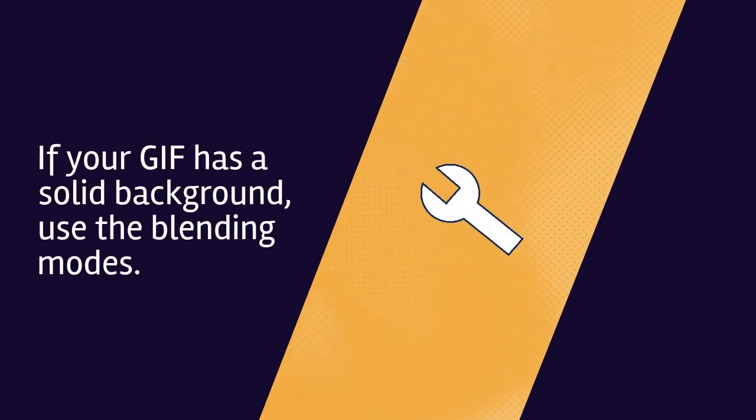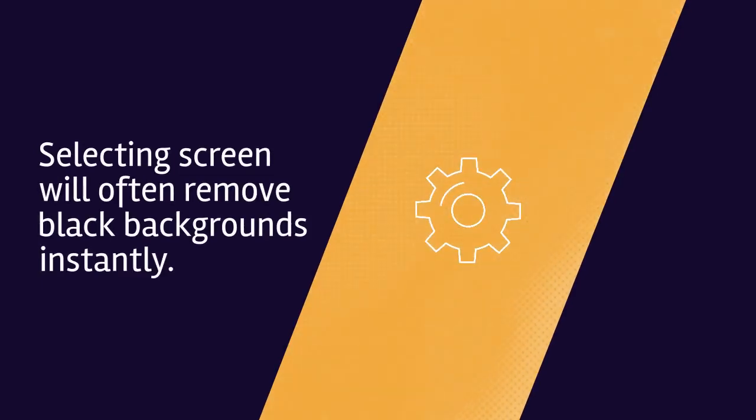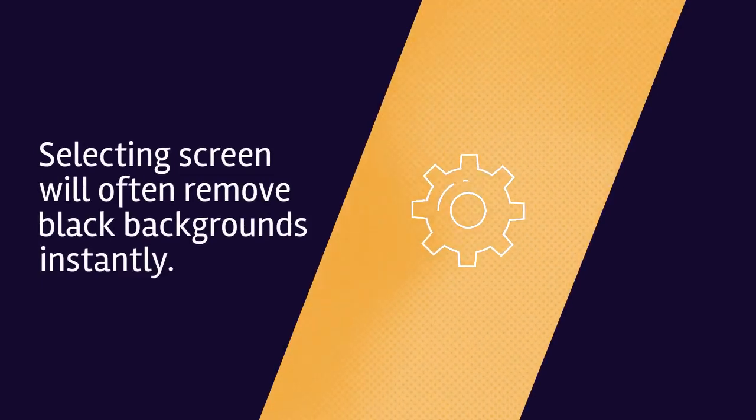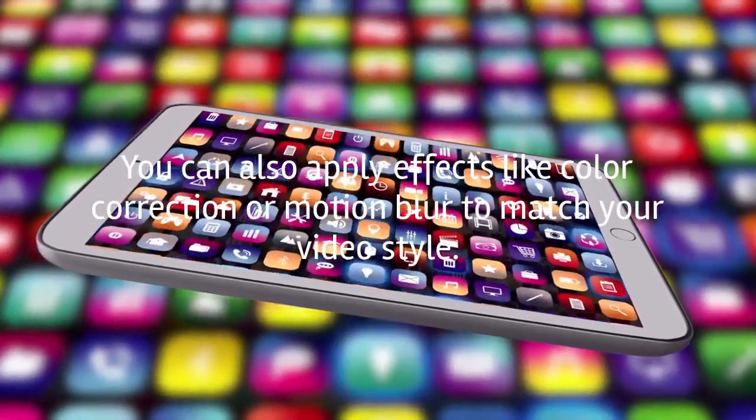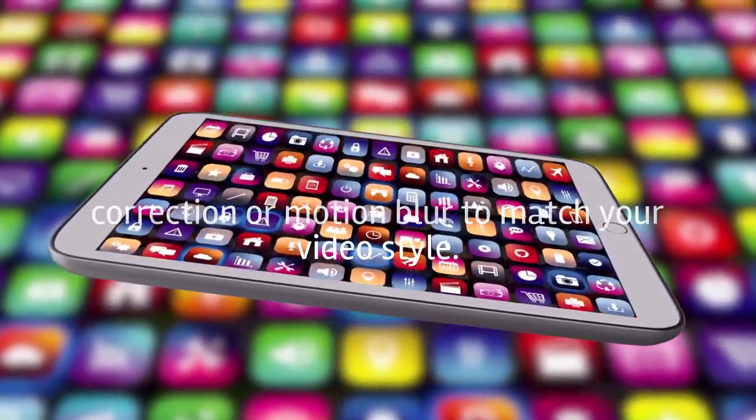If your GIF has a solid background, use the blending modes. Selecting screen will often remove black backgrounds instantly. You can also apply effects like color correction or motion blur to match your video style.